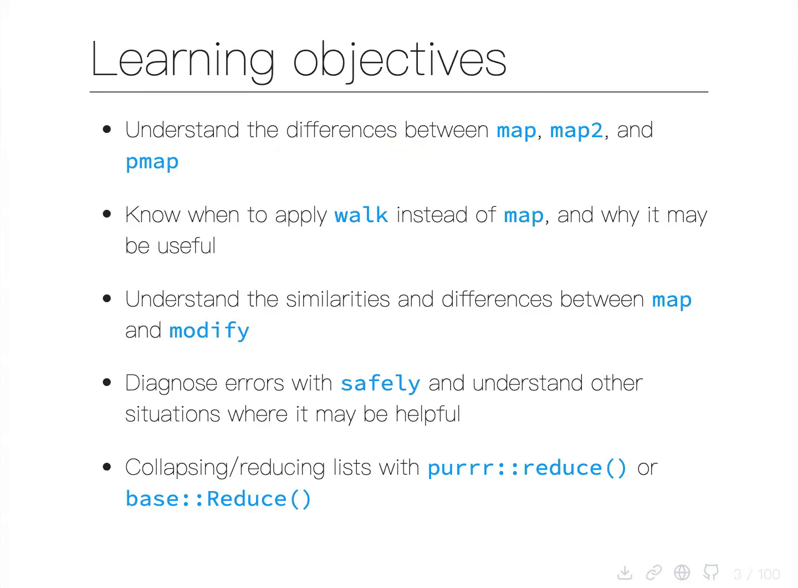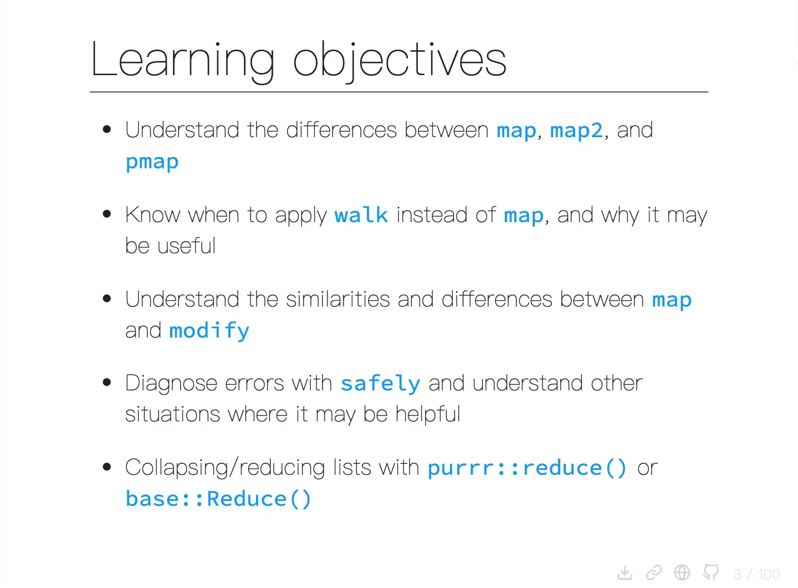So the things you should be focusing on through this is the differences between map, map2, and pmap. That's the first one. And then understand when you should be using walk or walk2 or pwalk instead of map, because functionally they will do basically the exact same thing, but what you actually see might be different. Then the similarities and differences between map and modify. Again, they're super similar, just differences on their output type.